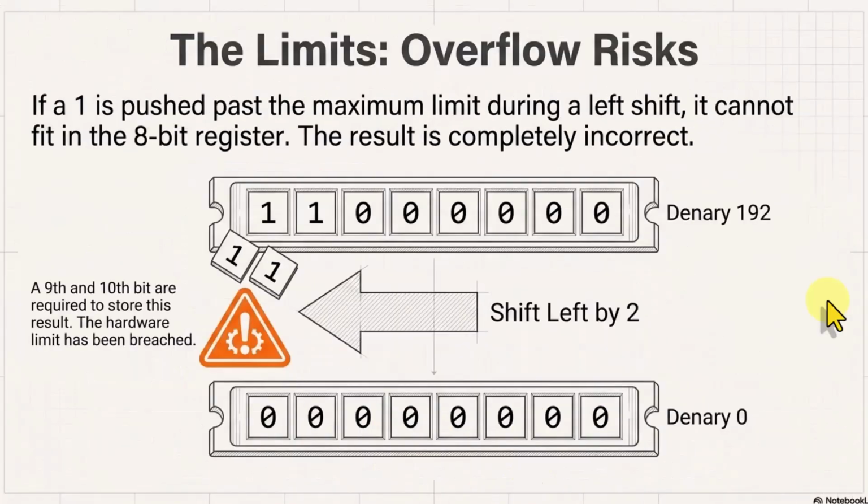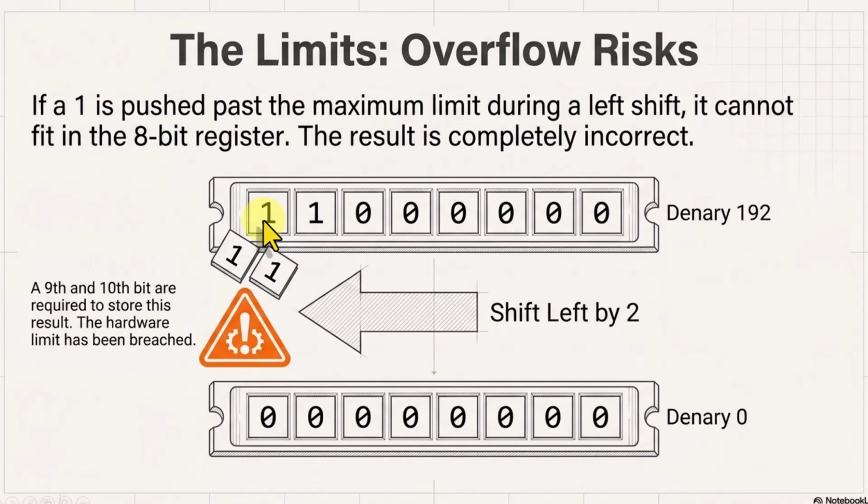And after that, the limit: overflow risk. On the other hand, if a shift left removes some ones, so if a 1 is pushed past the maximum limit during a left shift, it cannot fit in the 8-bit register. The result is completely incorrect. This is an overflow problem. So if a 1 falls off from the right, we simply lose the decimal part, so that is not a very precise answer.